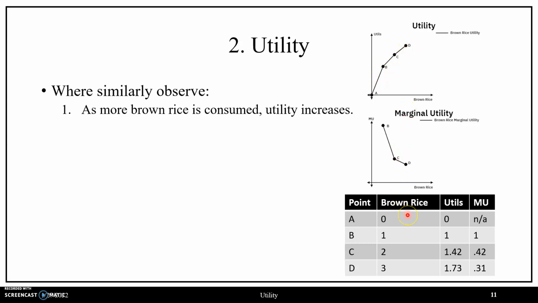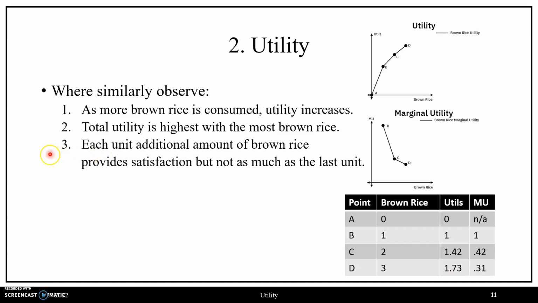And we see in our table representation, with more brown rice, the amount of utils is increasing as a consequence as well. So a result of this then is total utility is highest with the most amount of brown rice, which we can see with point D on our graph. And in terms of our table, 3 brown rice, 1.73 units of utils, the highest in terms of our table.